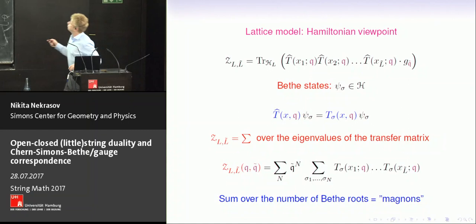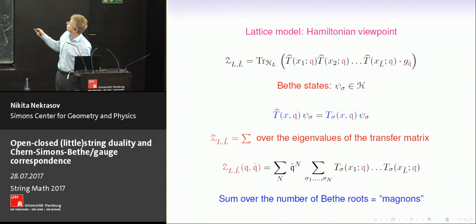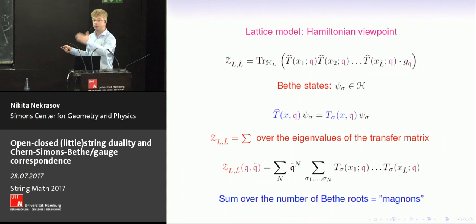So instead of computing all the matrix elements and taking the products, you can diagonalize these matrices. You can diagonalize them simultaneously because they commute at different values of x. And so this partition function, in either choice of the time channel, will have the form of a sum over the eigenvalues of the transfer matrix.